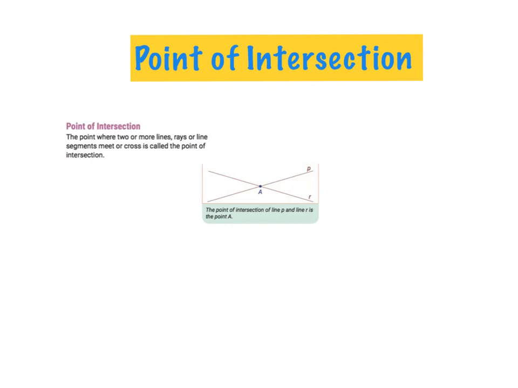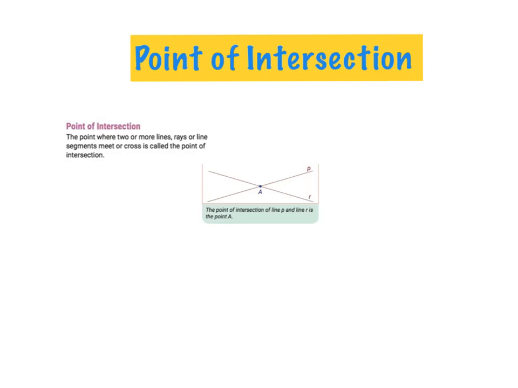And that point where they cross is called the point of intersection. Okay, they're intersecting with each other, they're crossing. So as you can see here, we have a line P and a line QR, and they cross here at the point A. So that is the point of intersection.